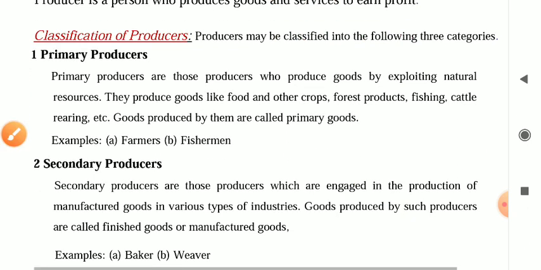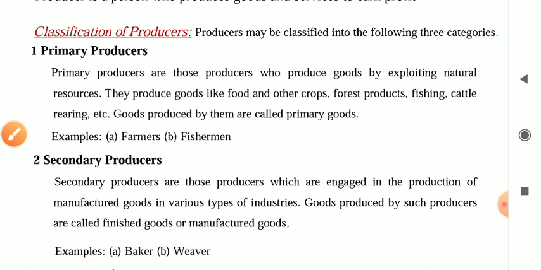Okay student, now classification of producer. Producers may be classified into the following three categories. The first one is primary producer. Primary producers are those producers who produce goods by exploiting natural resources, goods like food and other crops, forest products, fishing, cattle rearing, etc.